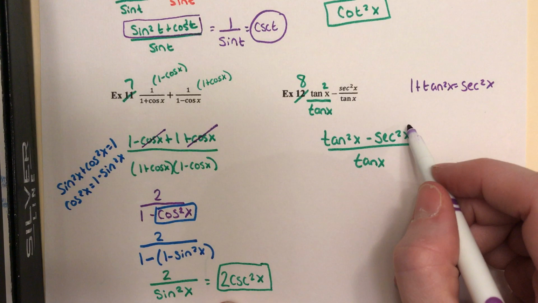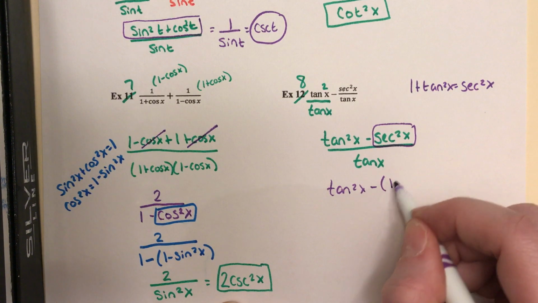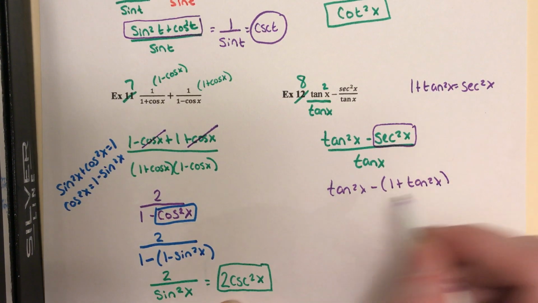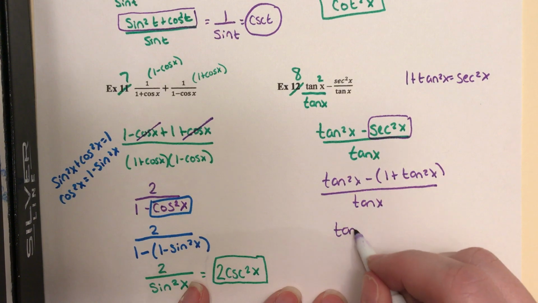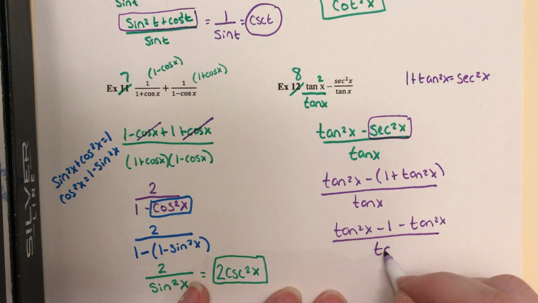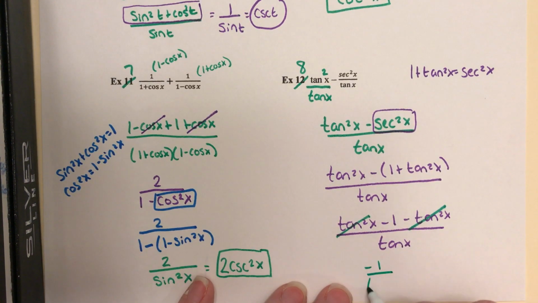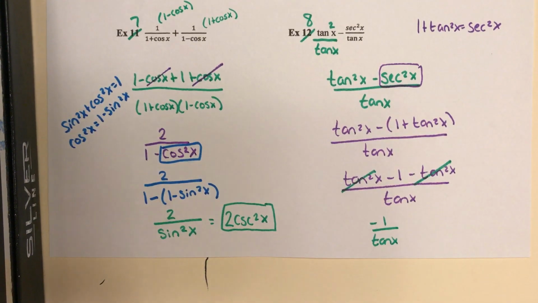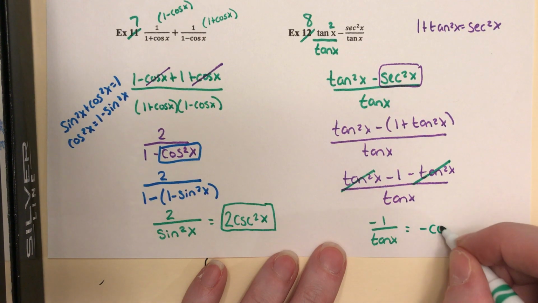So I'm going to use that. I'm going to plug in for secant squared 1 plus tangent squared. Now we're subtracting a quantity, so make sure you put that in parentheses. Okay, so I'm going to distribute this negative. Tangent squared minus 1 minus tangent squared over tangent. So the tangents cancel. I'm left with negative 1 over tangent. You can leave it like that, or if we remember, 1 over tangent is the same thing as cotangent, so negative cotangent of x.